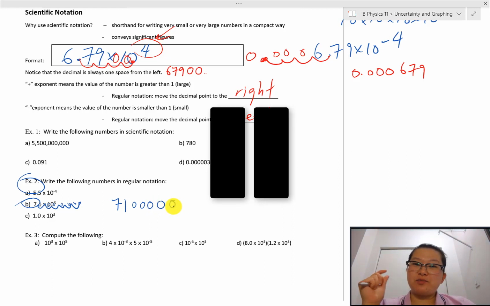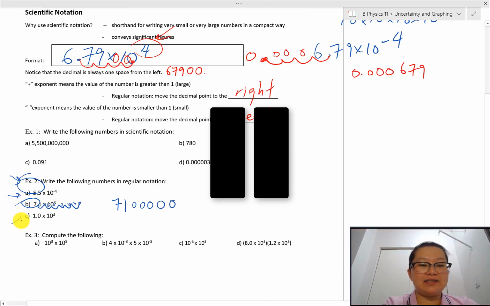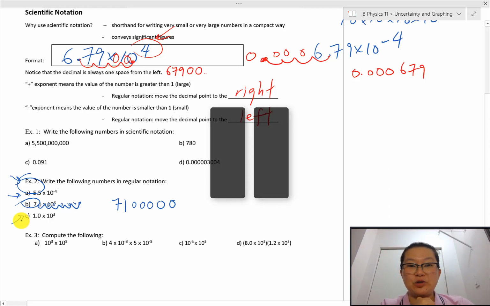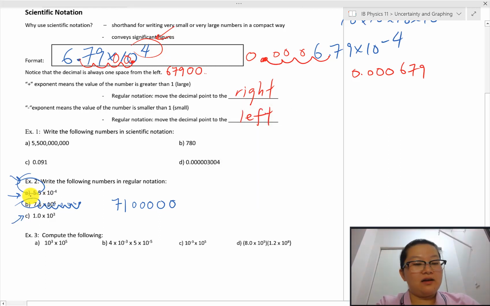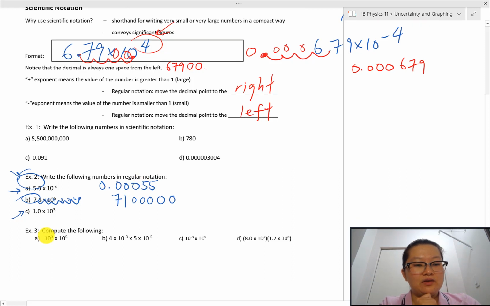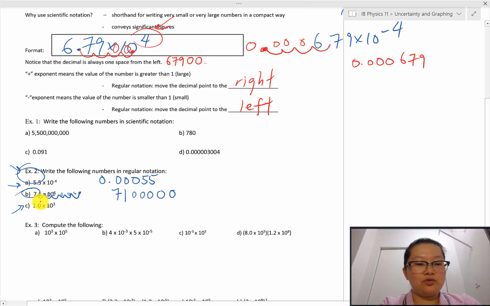Okay, so now it's a good time to pause the video. You're going to do question 2, A and C. Okay? Good luck. Okay, I'm going to do this very quickly with you. So, A is 5.5 times 10 to the negative 4. Moving the decimal place to the left 4 times, I get 1, 2, 3, 4, and 55. There you go. Okay, so that's number 2A.